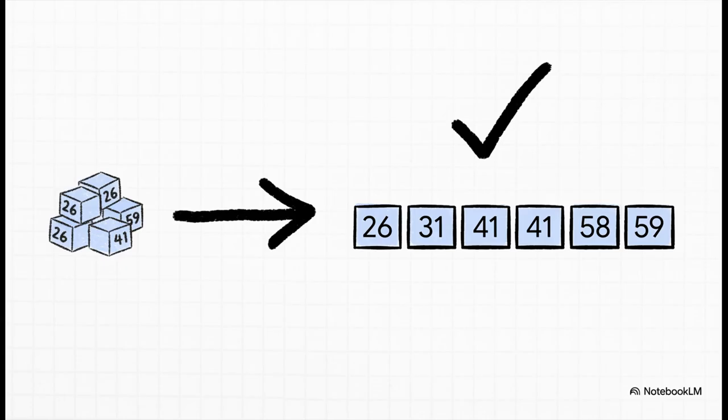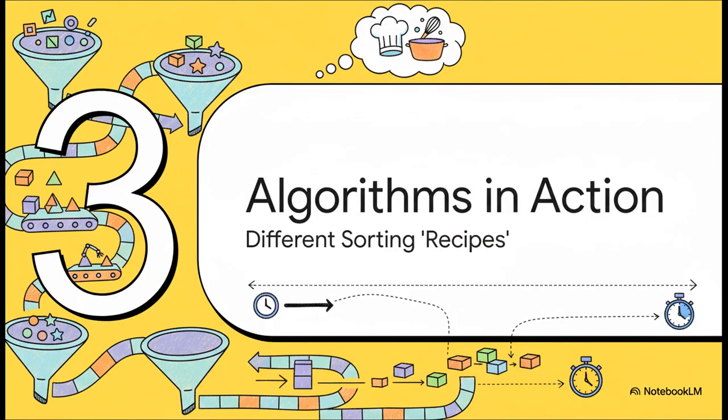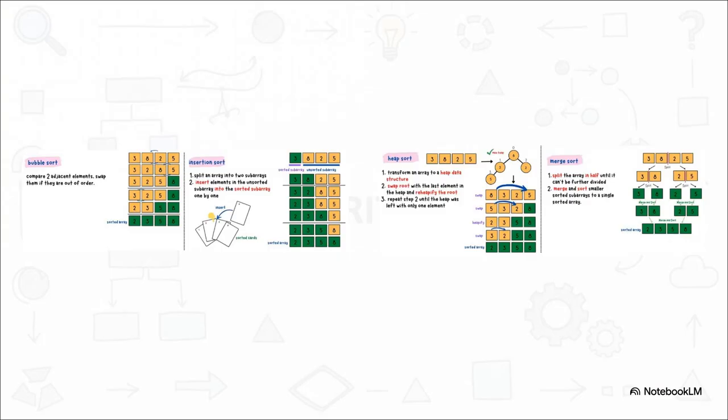And just like we said with recipes, there's more than one way to bake this particular cake. So let's check out a couple of these different recipes in action and see how they tackle the exact same problem with totally different strategies. Okay, this slide shows a few ways to do it, but let's just focus on two. First up, on the left, you've got something called bubble sort. It's pretty simple. It just goes through the list over and over, comparing two numbers right next to each other and swapping them if they're in the wrong order. It just keeps doing that until everything is sorted. Easy enough to understand, right?